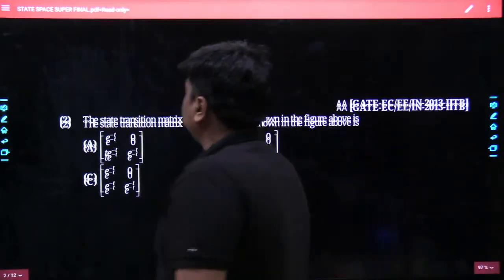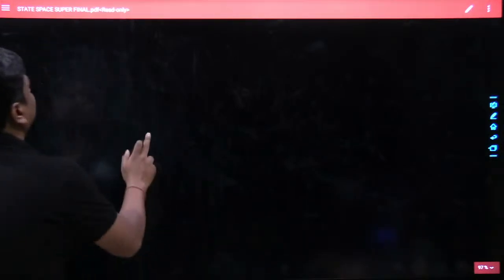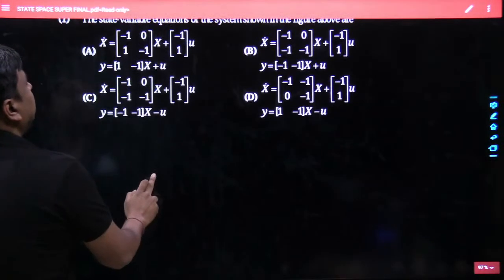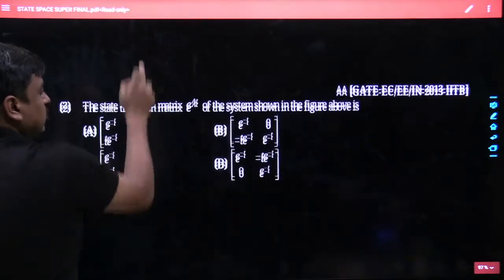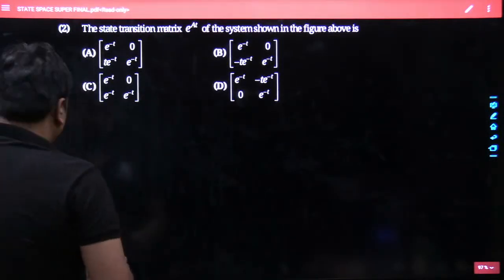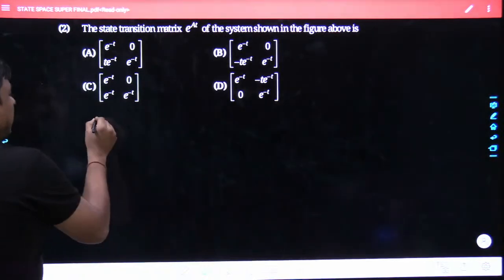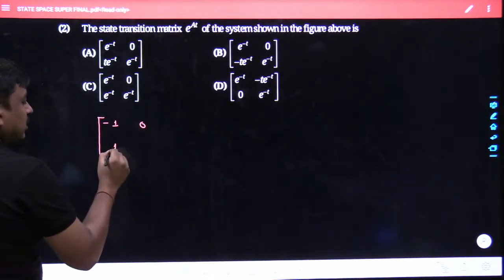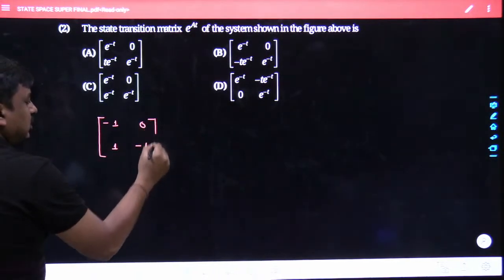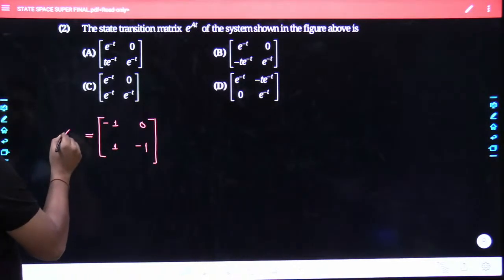May I know what was the matrix A? The correct answer was option A. That means the correct answer was minus 1, 0, 1, minus 1. Minus 1, 0, minus 1, 0, 1, minus 1. This was your system matrix.